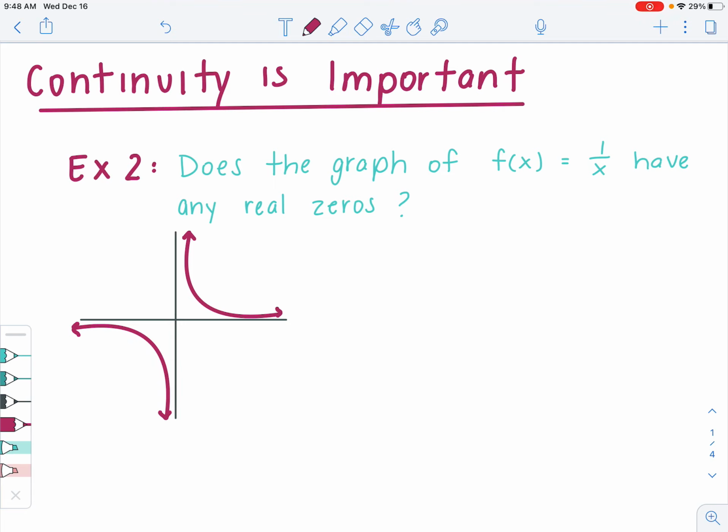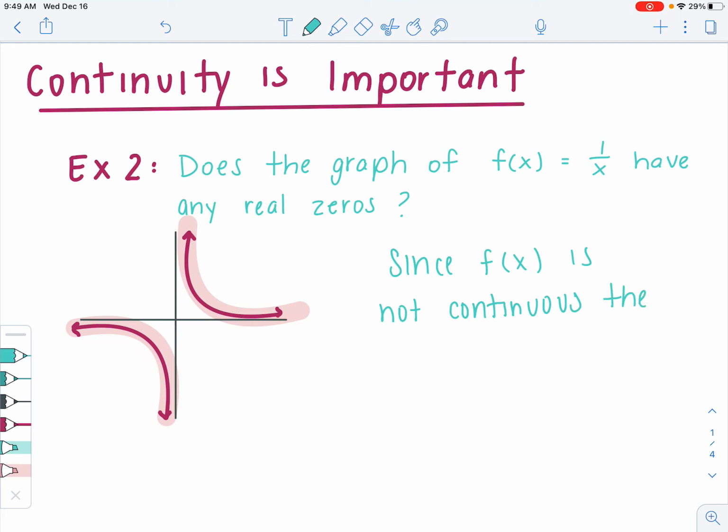So because this is not continuous, I'm able to be over here in the third quadrant, and then I jump and continue on in the first quadrant. And I skip crossing the x-axis. I never actually cross it because the graph is not continuous. So since f of x is not continuous, the intermediate value theorem, which you can abbreviate IVT, does not guarantee any real zeros. It has to be continuous, because we can see I have negative values over here, and I have positive values over here. But even though I have negatives and positives, the graph isn't continuous and it skips right over 0. So it has to be continuous.